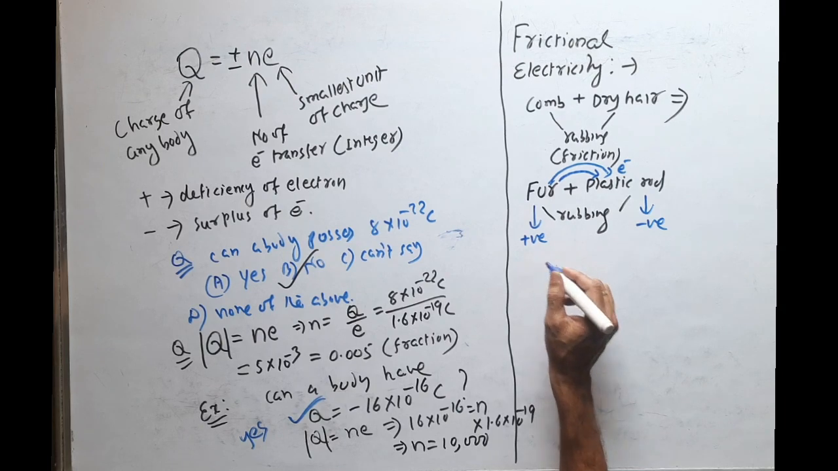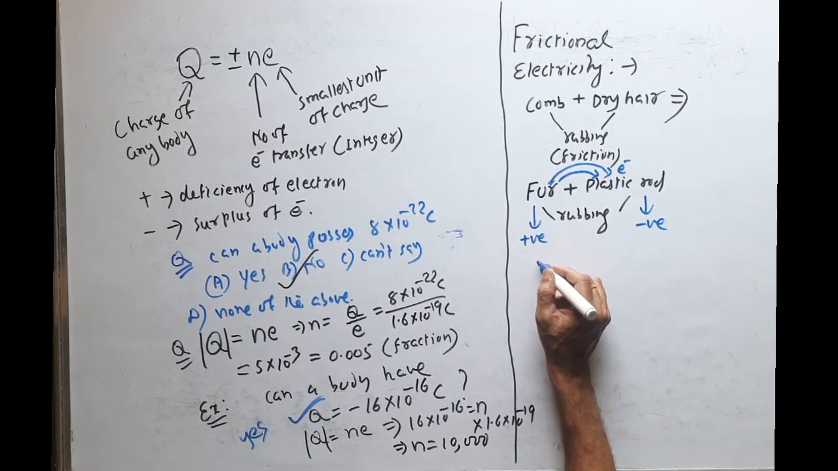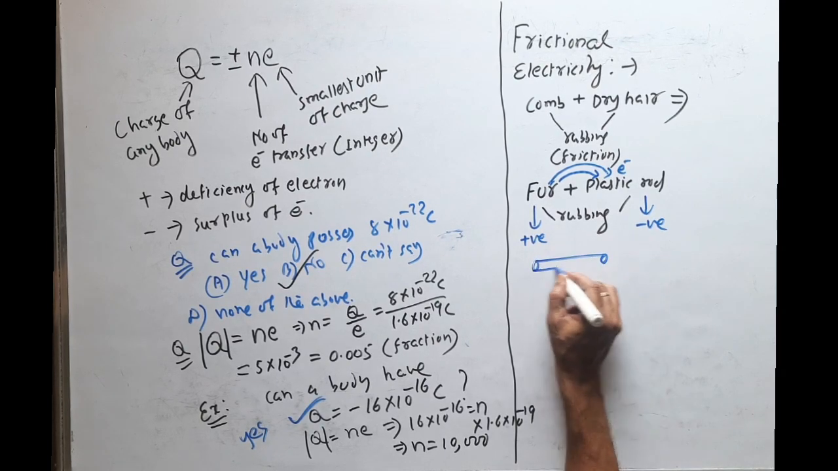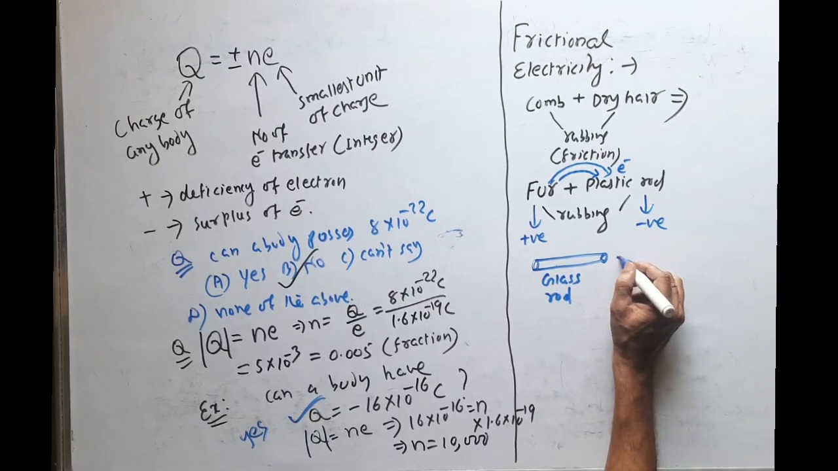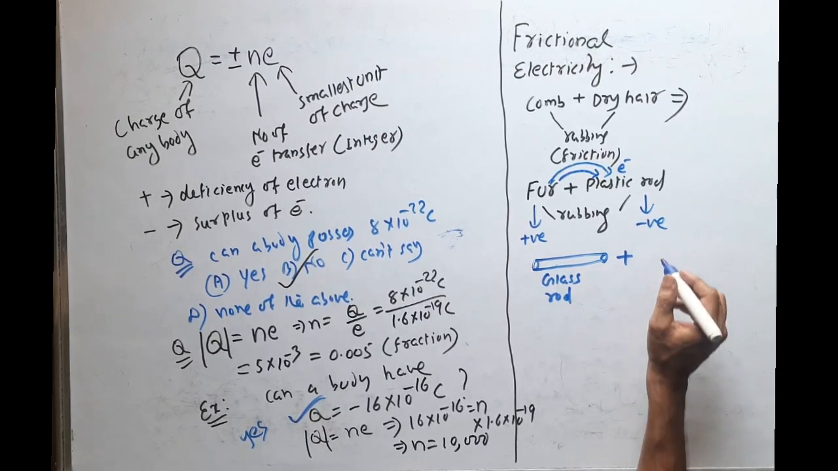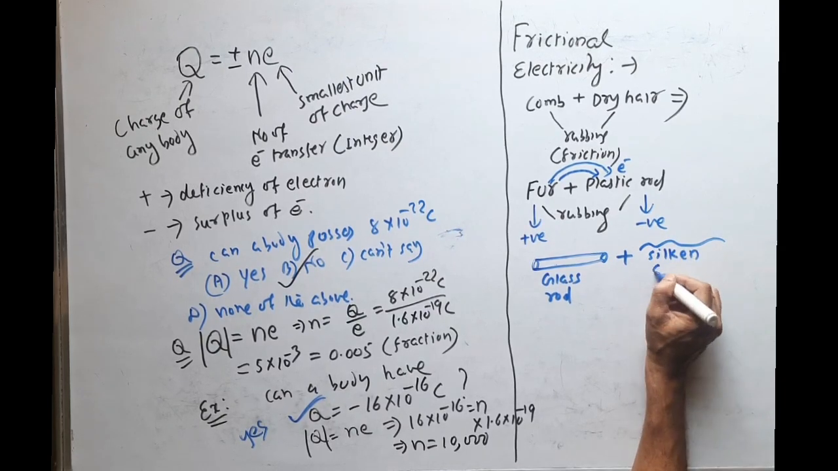Okay. Similarly, you take another example. Suppose you take a glass rod. This is a glass rod. You rub this glass rod with what? Silk cloth.